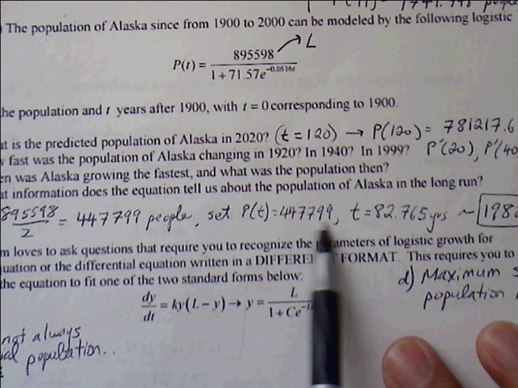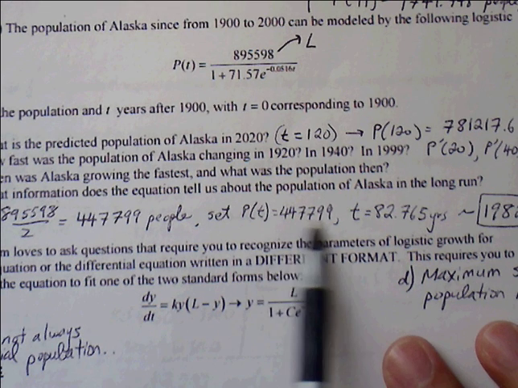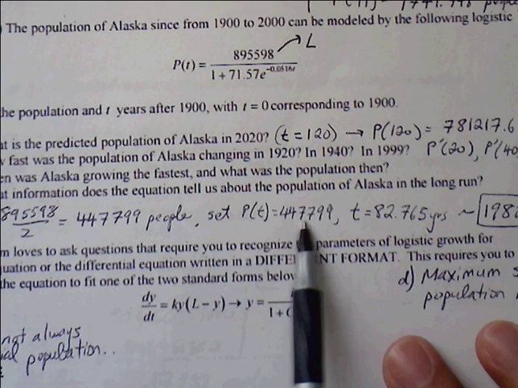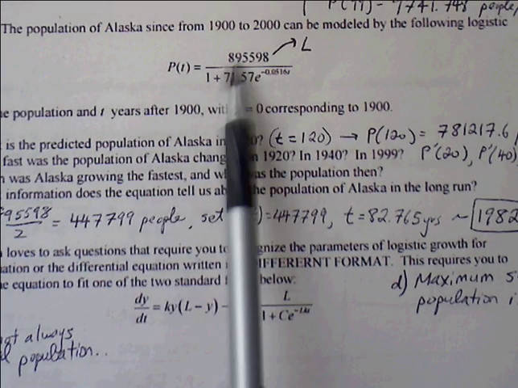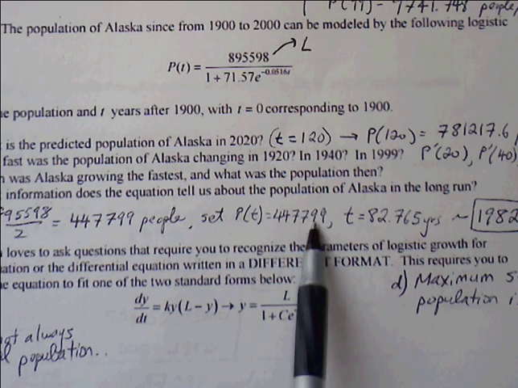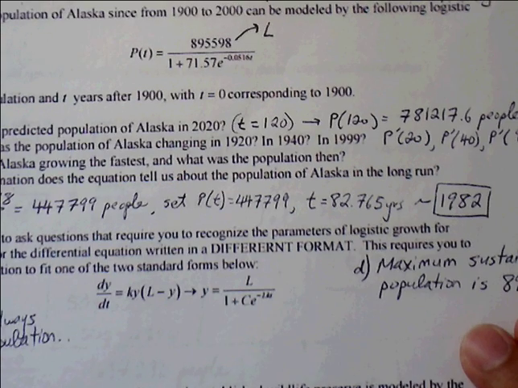So we just set P of t equal to this value and solve for t. We want to find out what is the time when this population is reached. And we can simply use our calculator to determine the time when this population is reached. And it's going to be around t is equal to 82.765 years, or around 1982, 82 years after 1900.